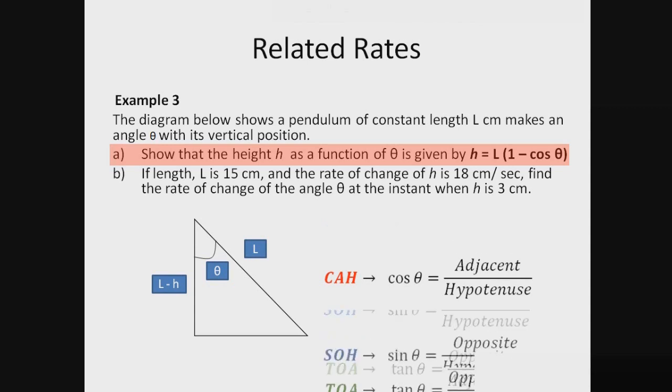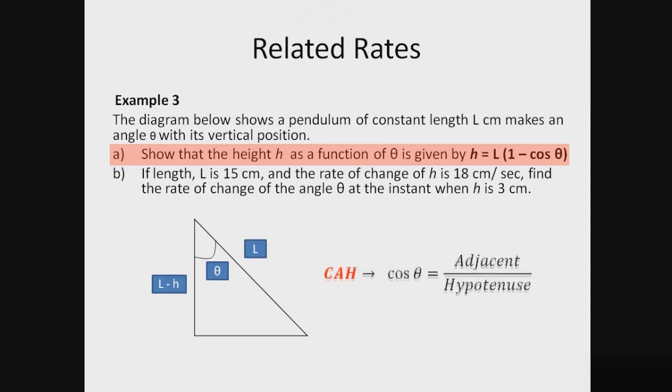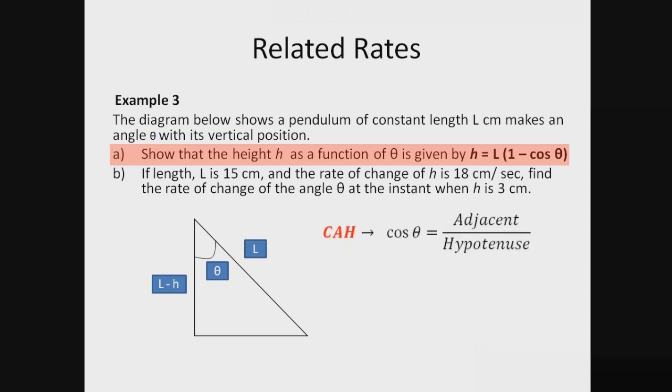CAH is actually cos theta is equal to adjacent over hypotenuse. The reason we choose this is because we already have the adjacent and hypotenuse values, where the adjacent is L minus h and the hypotenuse is L.